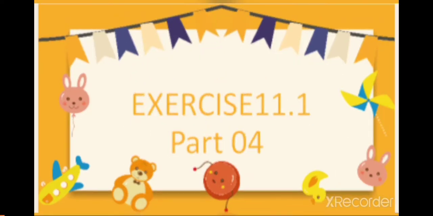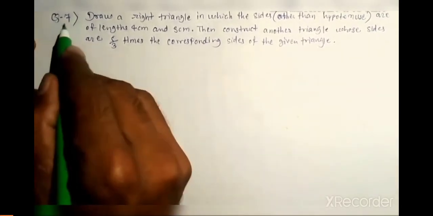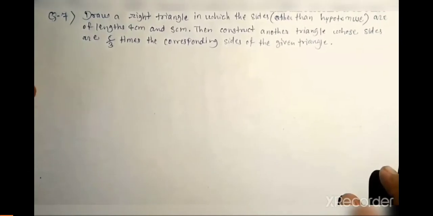We are going to see part 4 in this session. We are going to construct the right angle triangle and a similar triangle of 5/3. 5/3 means here an improper fraction. So this is question number 7.